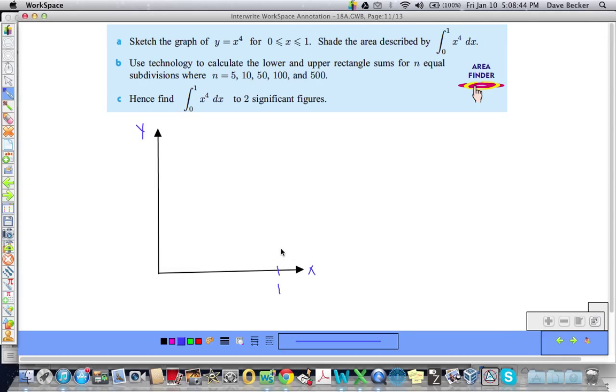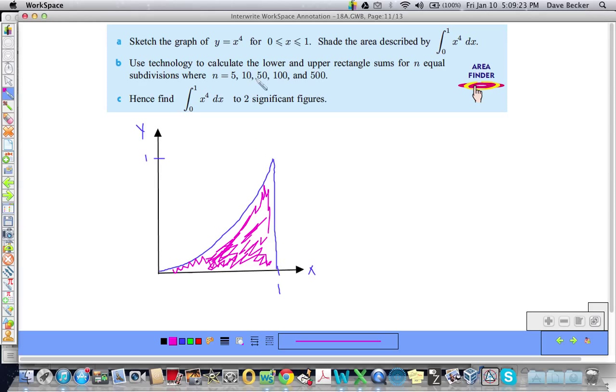And let's see, when x is 1, y is 1. So this looks very much, just in this domain, like the curve of y equals x squared. A little bit steeper, but this will do fine for our purposes. And now it says to shade the area described by this integral, the integral from 0 to 1 of x to the fourth dx. So that is going to be this pink area in here. Okay, I'm shading as best I can. All right, that's good enough.